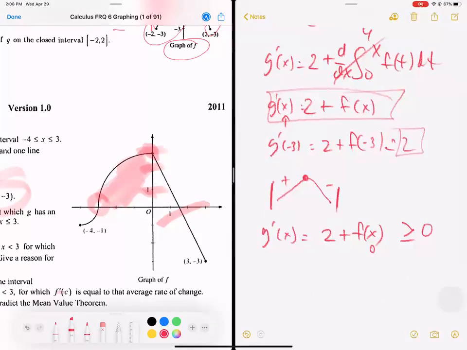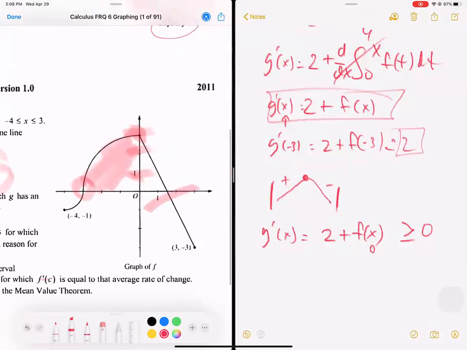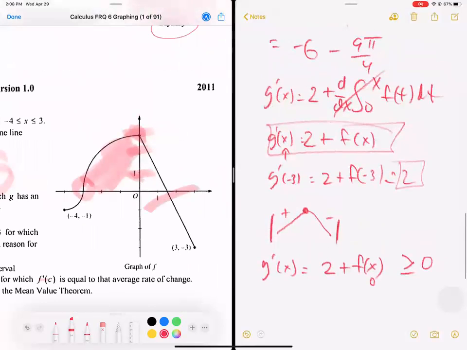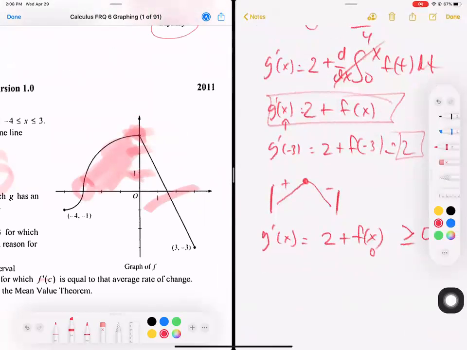Some value, let's see. -6 minus 9 pi over 4. That's all negative, isn't it? Okay. Actually, no, we're just looking at the y value. I'm sorry, looking just at the y value. So, when will this become -2? If this is -2, we're at 0. So, are any of these y values -2? This is positive. Oh, this is negative, -1. But 2 minus 1 is still positive.